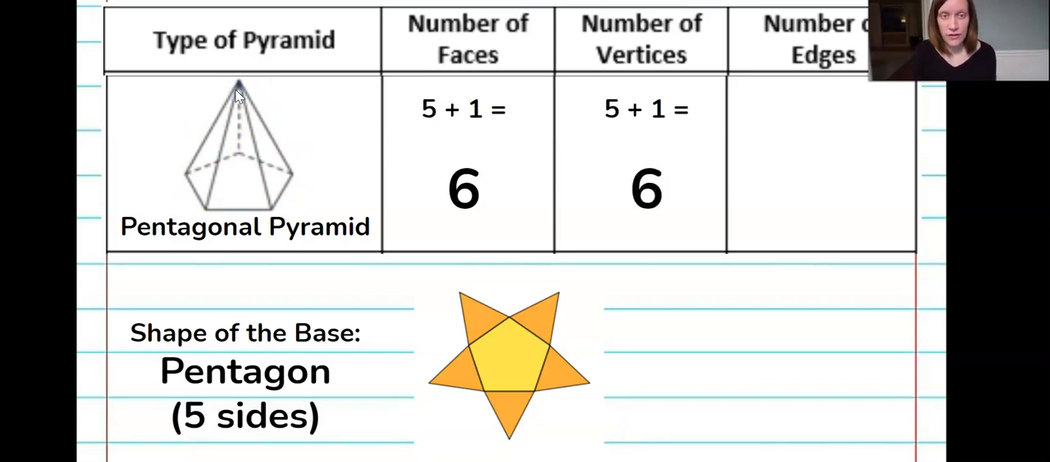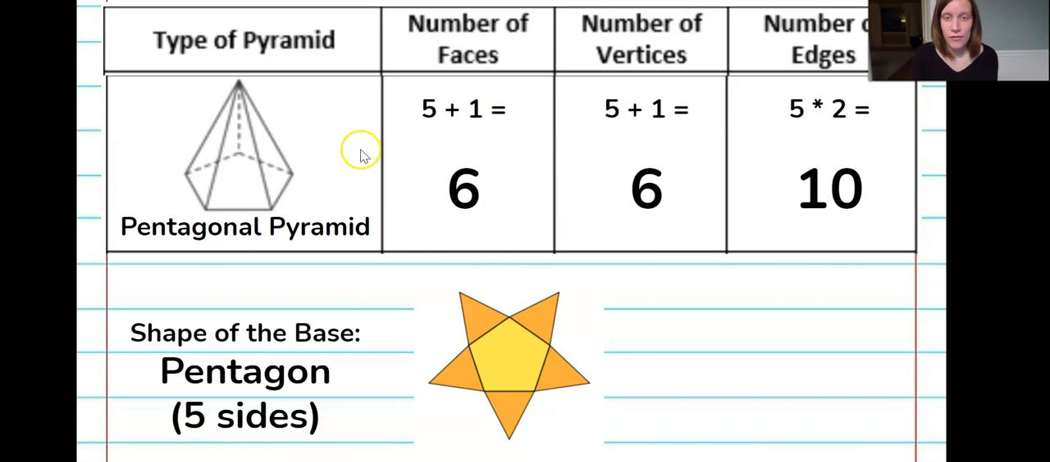Then our number of edges is going to be, once again, because it's a pentagon and a pentagon has 5 sides, 1, 2, 3, 4, 5 on the base, and then 1, 2, 3, 4, 5 on the 5 triangles that make up the side of our pentagonal pyramid. 5 times 2 is 10 edges.